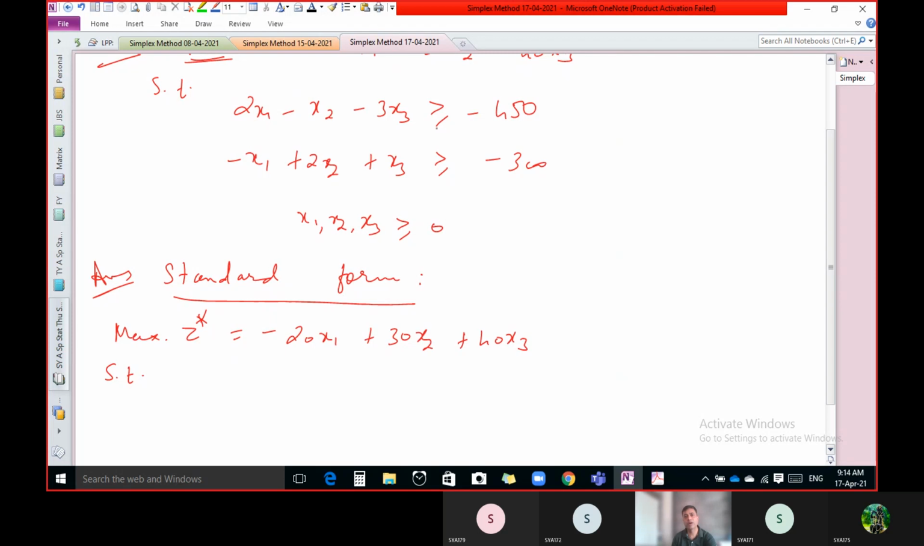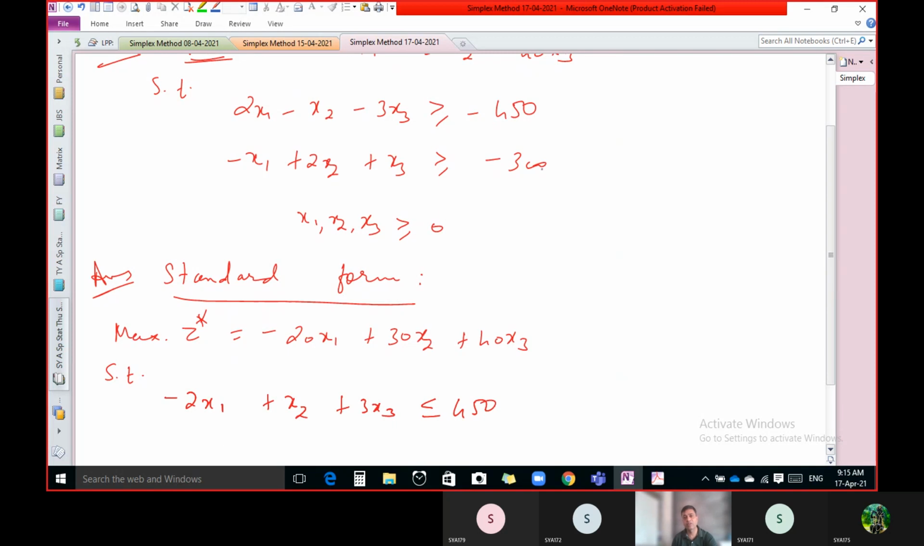Now this value is minus 450. So multiply this by minus 1 because we want a positive value here. The next step is to convert the right hand side negative value into positive form. So this is negative, so multiply this by minus 1. What do we get? Minus 2x1 plus x2 plus 3x3, and we know that if you multiply by minus 1, the sign of the inequality will also change, less than or equal to 450.